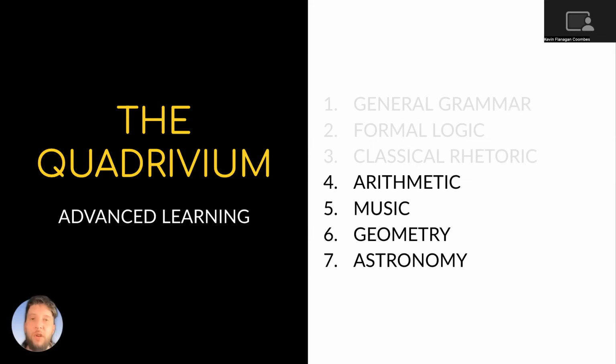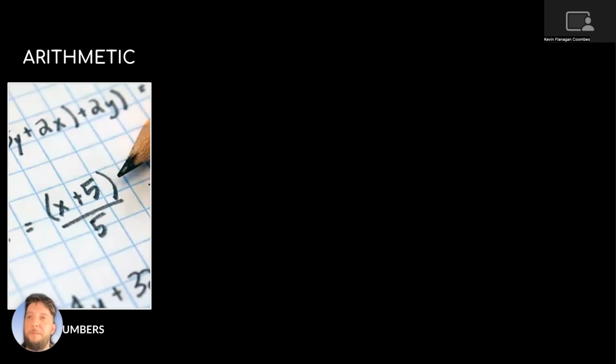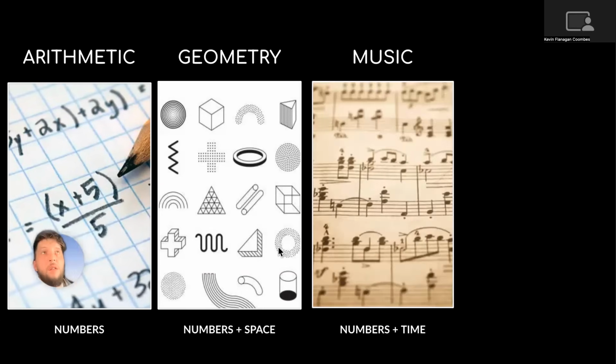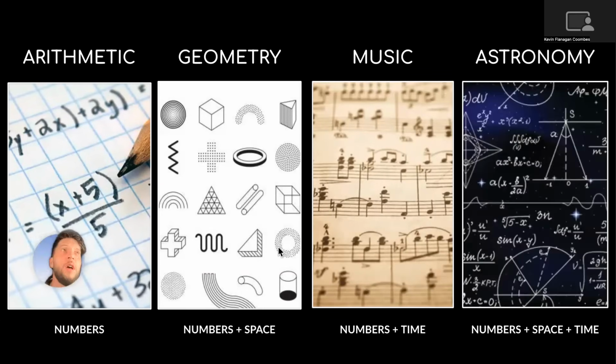Maths, music, geometry, and astronomy. So what you have here is numbers plus time for music, numbers plus space for geometry, and numbers plus space plus time for astronomy. Just to go over that one more time. Arithmetic is numbers, geometry is the relationship of numbers and space, music is the relationship of numbers and time, and astronomy the relationship of numbers plus space plus time.